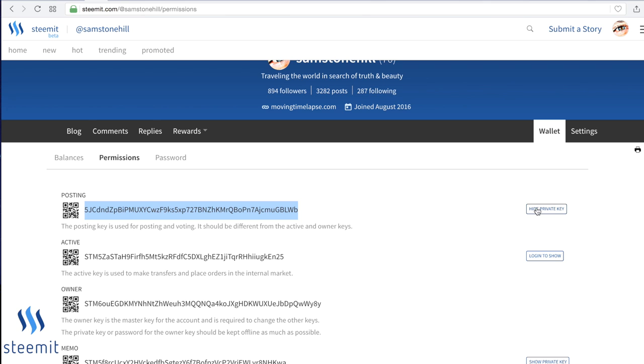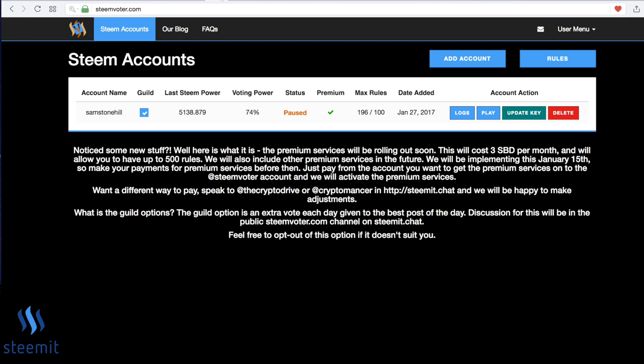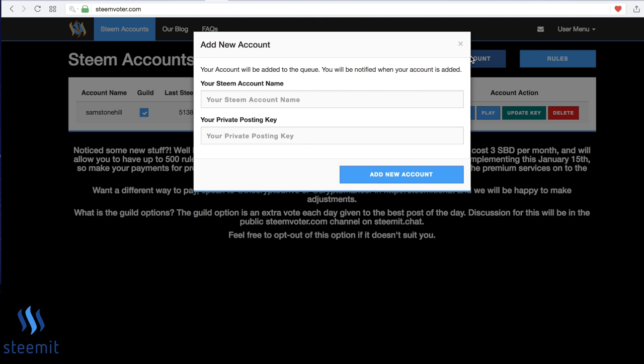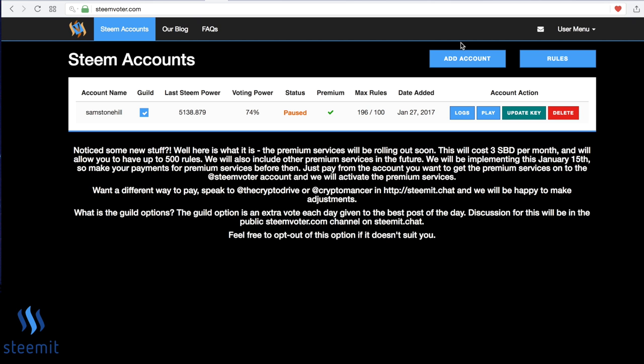The one you select there is for where you put it. When do you need it? Do you need it for anything? For example, I want to get an account with Steem Voter, which automates my voting. So say I want to add an account. If I go add account, I add my name and I add my private posting key. Okay, that's where you accidentally add your password. Change your password immediately because that's logged somewhere.